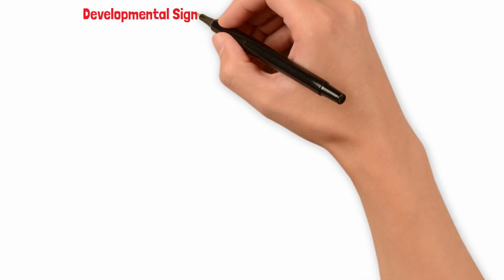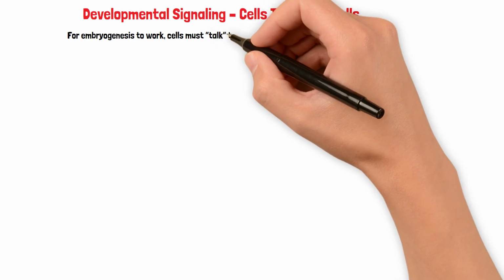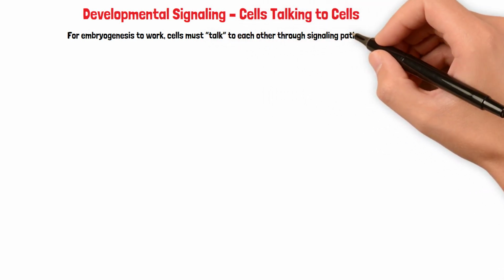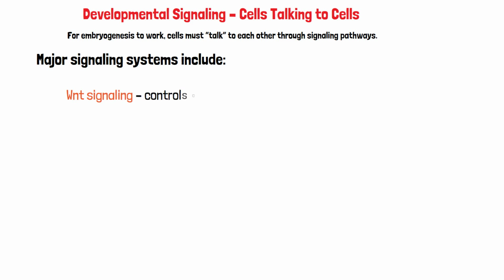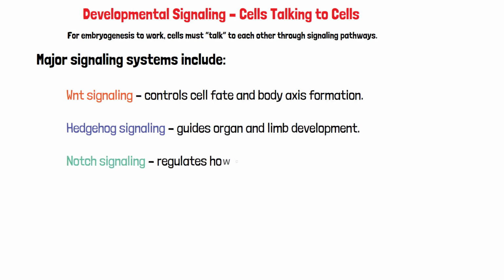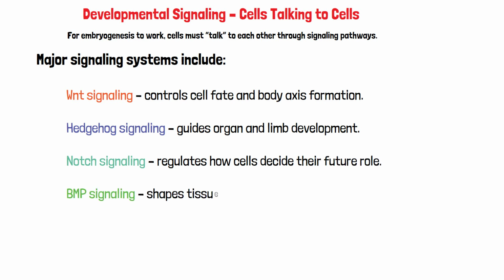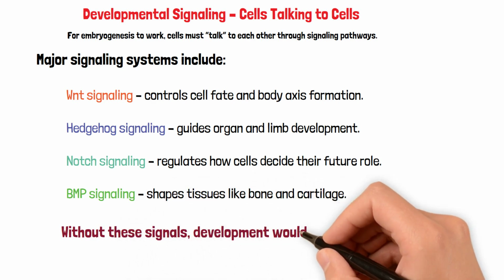Developmental signaling: cells talking to cells. For embryogenesis to work, cells must talk to each other through signaling pathways. Major signaling systems include Wnt signaling, which controls cell fate and body axis formation. Hedgehog signaling, which guides organ and limb development. Notch signaling, which regulates how cells decide their future role. BMP signaling, which shapes tissues like bone and cartilage. Without these signals, development would be chaotic.